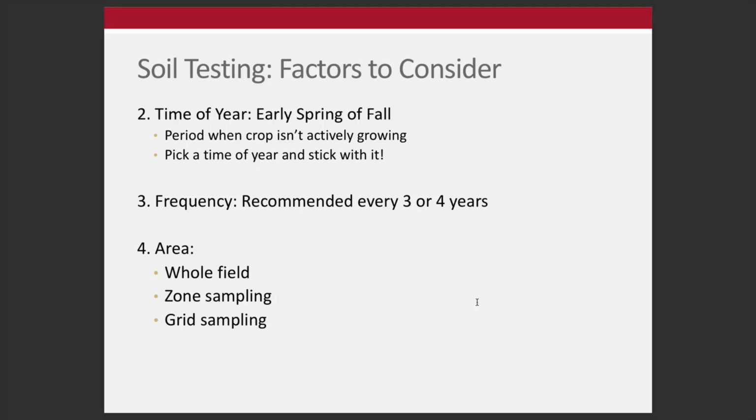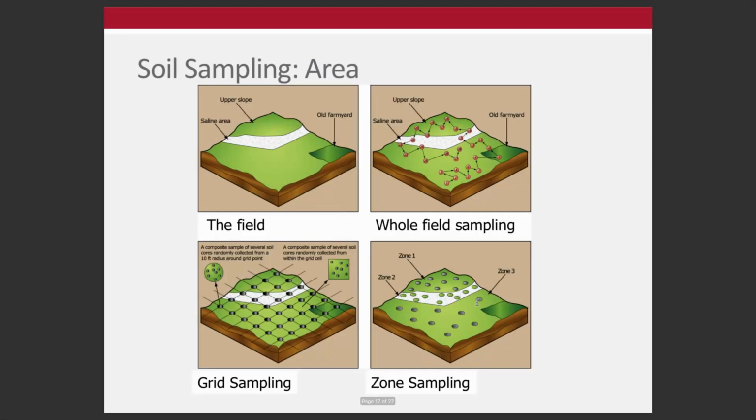And the final point is this idea of area. So how are we going to take a field and divide it up based on any number of criteria? So whole field sampling, grid sampling, and zone sampling.